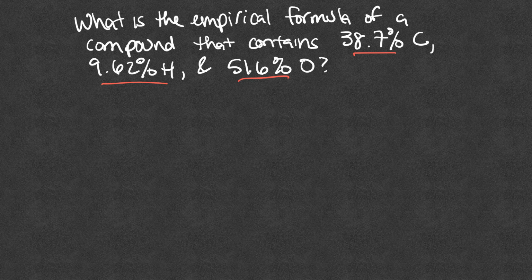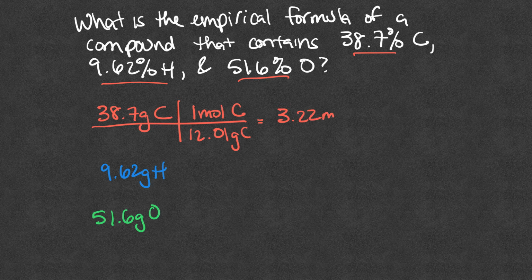Now, the next thing you want to do is convert each of these grams to moles. We know that for carbon, for every 1 mole of carbon there are 12.01 grams of carbon. You plug that into the calculator and you get 3.22 moles of carbon. For every 1 mole of hydrogen, we have 1.008 grams of hydrogen. You plug that into the calculator, you get 9.52 moles of hydrogen.